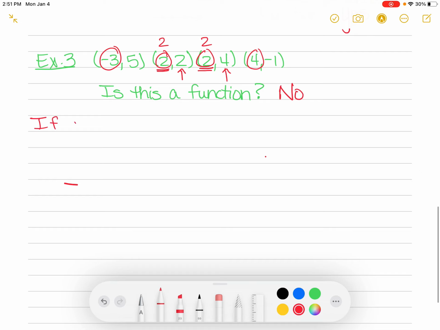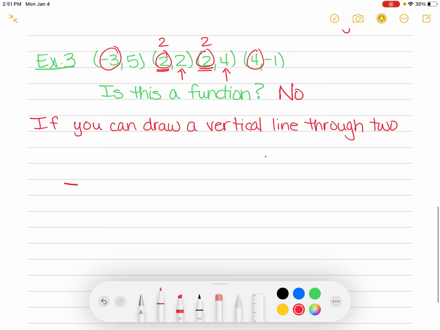If you can draw a vertical line, not horizontal, vertical line, through 2 points, it is not a function.